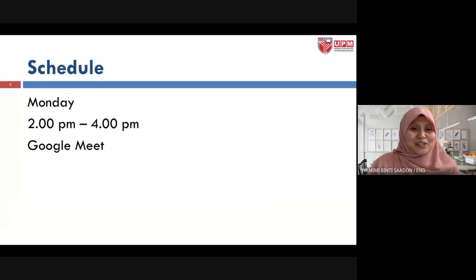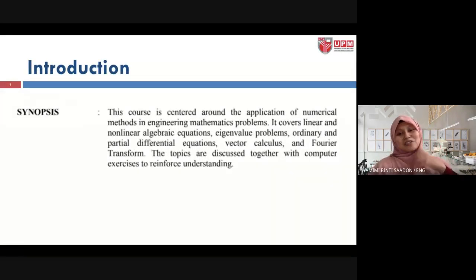Okay, introduction to this course. As I said just now, this course is centered around the application of numerical methods in engineering mathematics problems. So it's still engineering mathematics, but more on computational application, numerical methodologies. It covers linear and nonlinear algebraic equations, chapter 1, chapter 2, eigenvalue problems, ordinary and partial differential equations. Some of them we have seen in Maths 1 and Maths 2. And then we will enforce the computer engineering exercise.